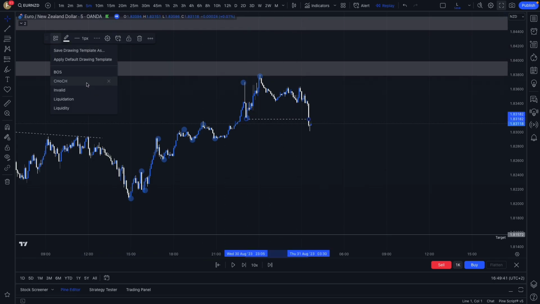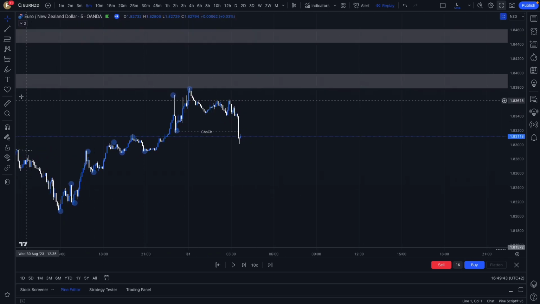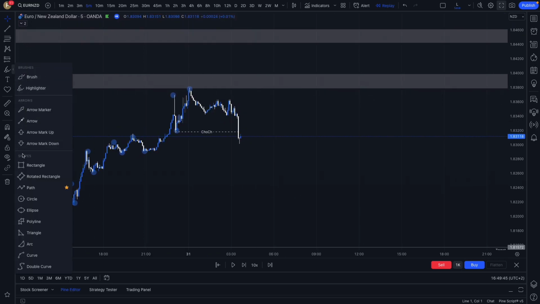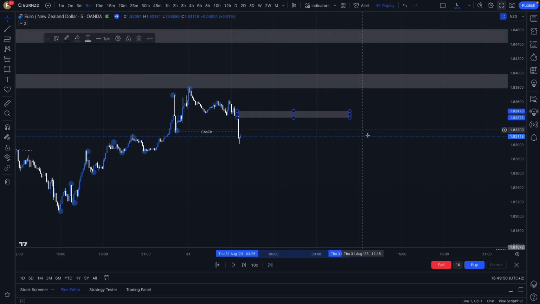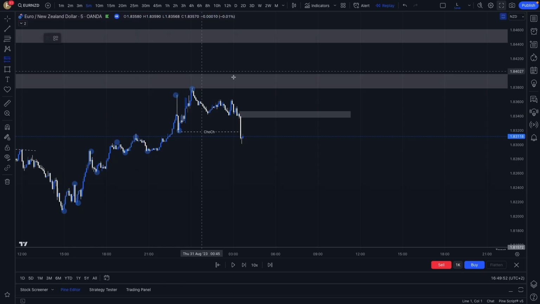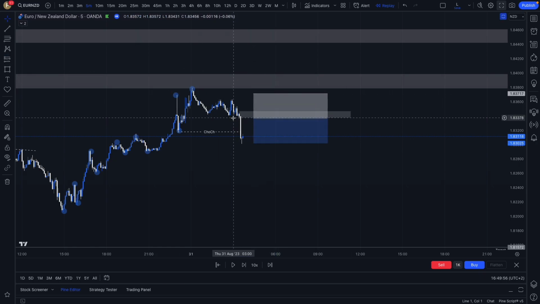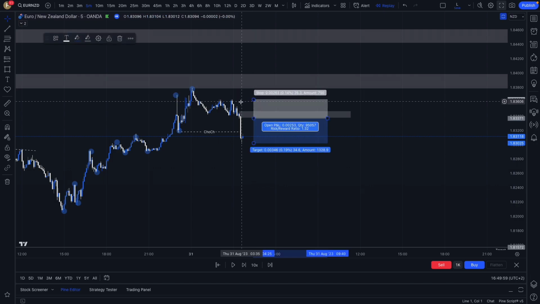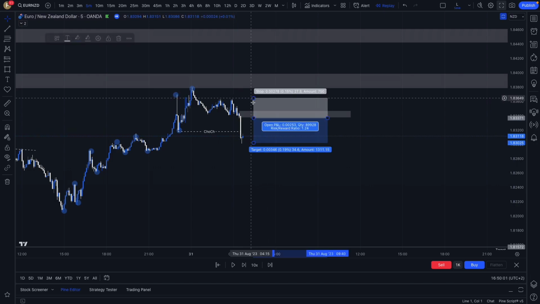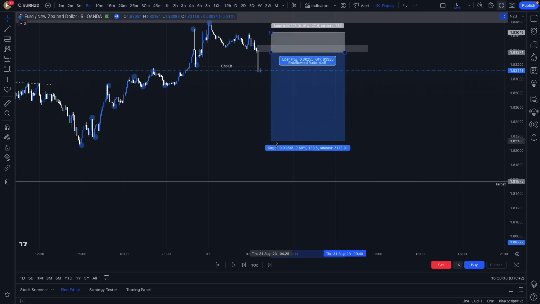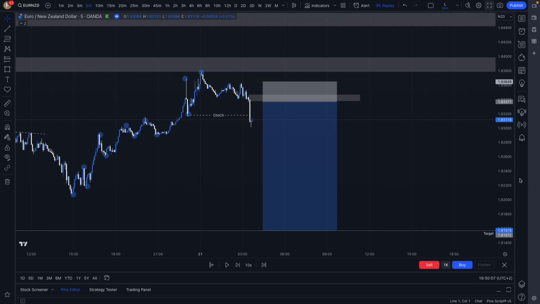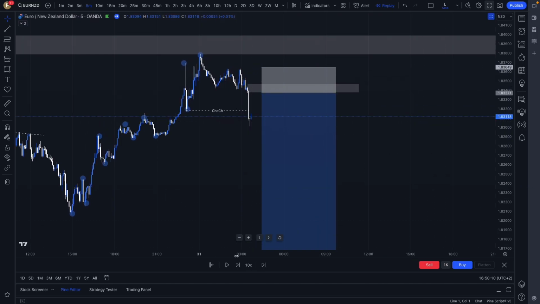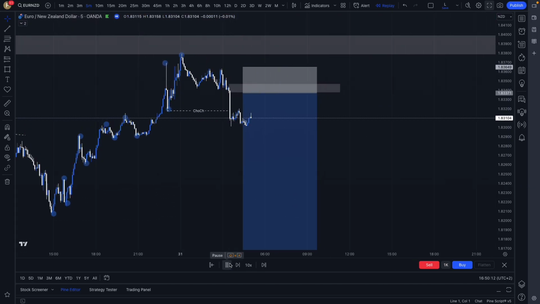Then we look what was the previous supply zone that put in that change of character. It's right here. So this is going to be our entry. I like to put my entry not on the order block, but on the imbalance fill, because that's typically where price will mitigate into. And then for our target is the weak low, which I previously marked out. Then we let price run.